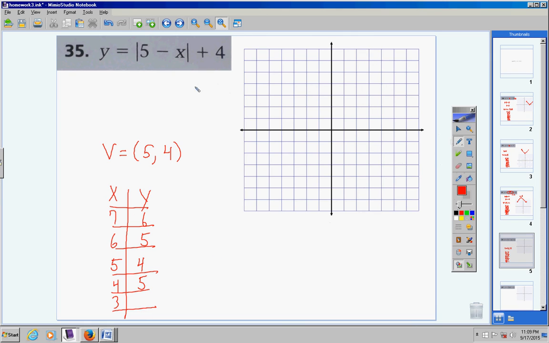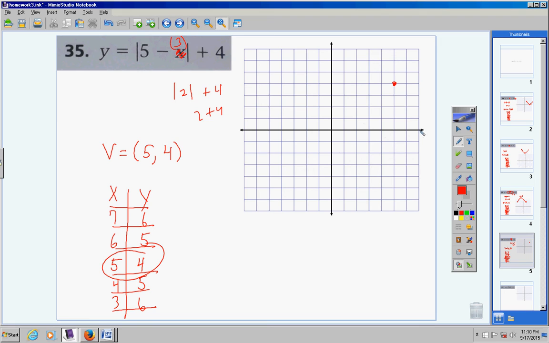And then number 3. 5 minus 3 is 2, so the absolute value of 2. Well, the absolute value of 2 is 2. 2 plus 4 is 6. So let's plot the vertex first. 5, 4, 1, 2, 3, 4, 5, 1, 2, 3, 4. So there's the vertex. Alright, now 7, 6.